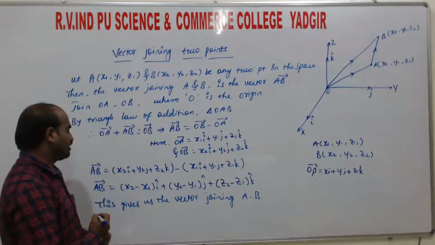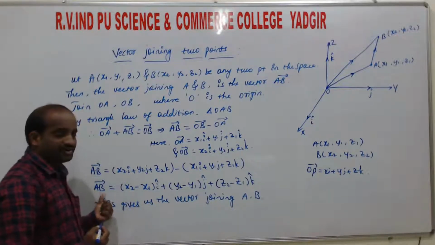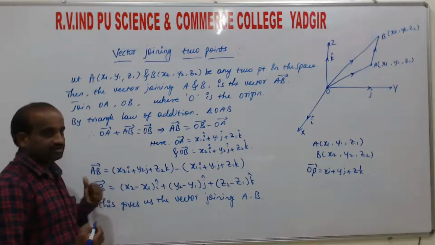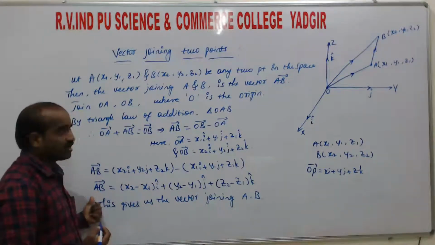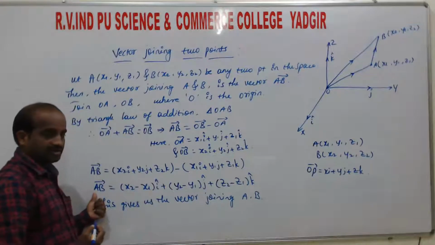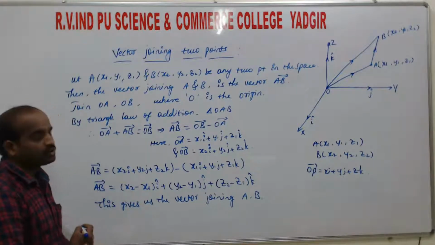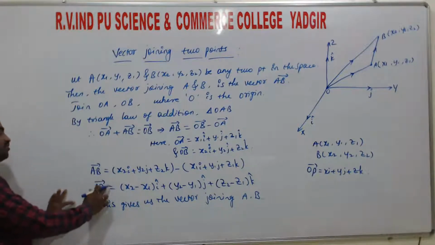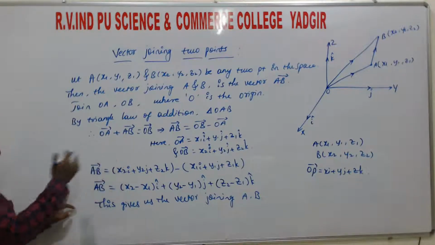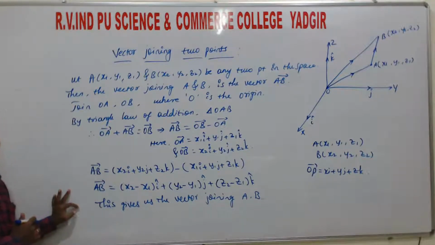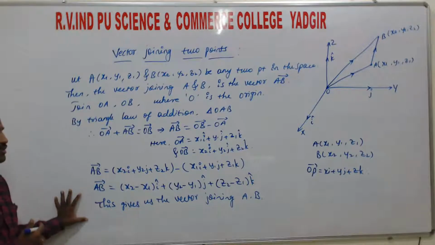Next, we have to find the magnitude of AB vector, the magnitude of the vector joining 2 points. Magnitude of AB vector is equal to, in components form xi plus yj plus zk, then magnitude of OP is root of x square plus y square plus z square.